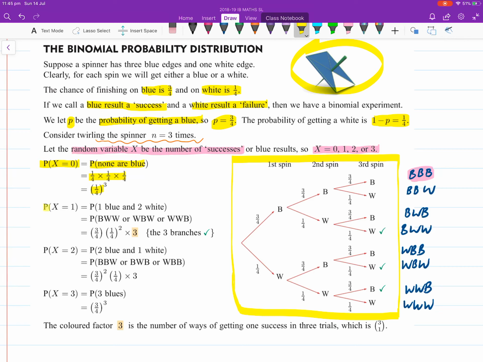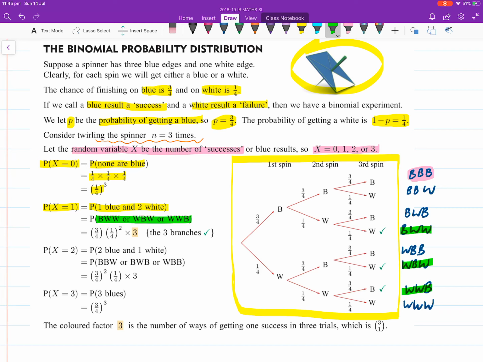Let's do the probability of X equals 1, or getting 1 blue. But that means you have to have 2 white. It doesn't mean just 1 blue on its own. You're spinning it 3 times, so you have to include 2 whites. But there are 3 different ways you can do that. Let me highlight in green for you. You could get blue, white, white, or white, blue, white, or white, white, blue, right? Those 3 highlighted in green give you 1 blue.